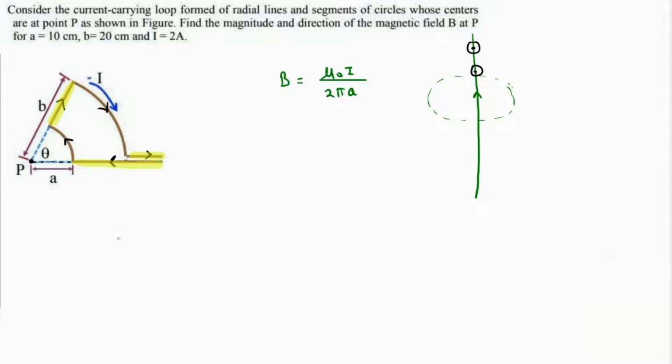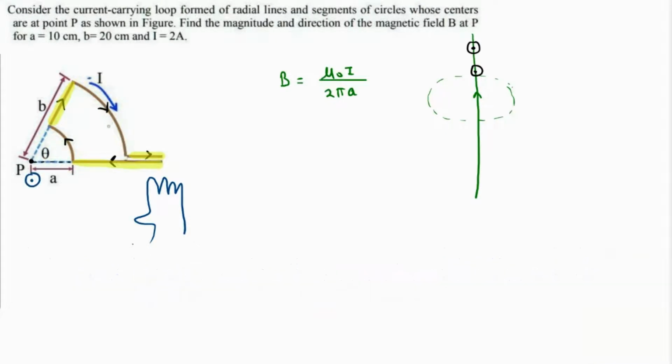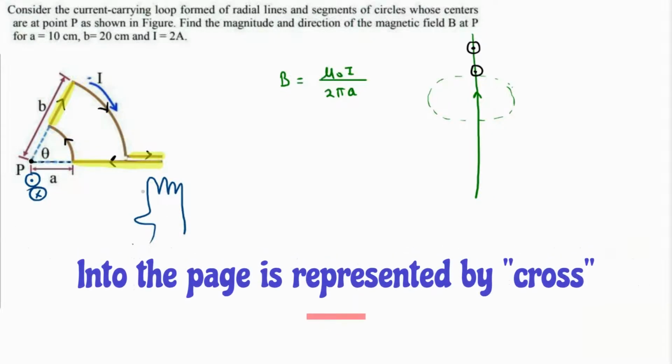So we take our right hand and we curl our fingers towards the current. So the thumb will point towards the direction of the magnetic field. So because of the smaller arc, that will point out of the page, because of the bigger arc, that will point into the page. Okay.